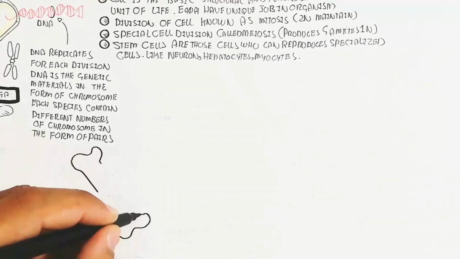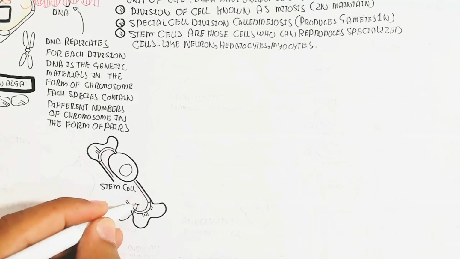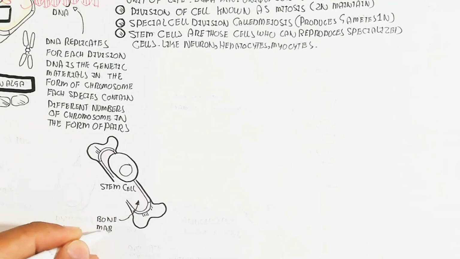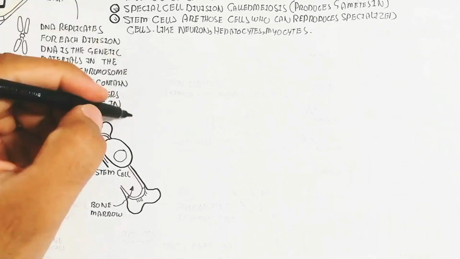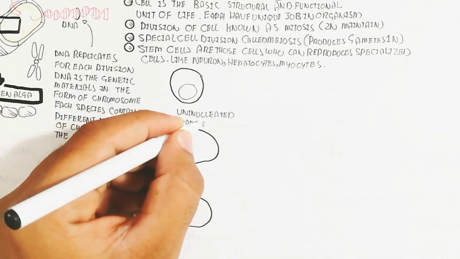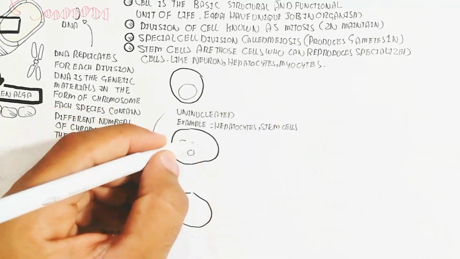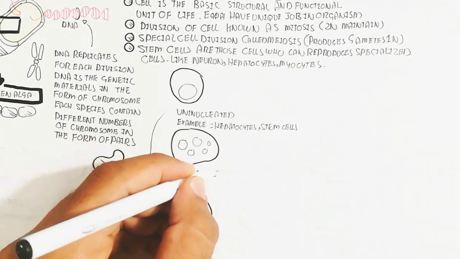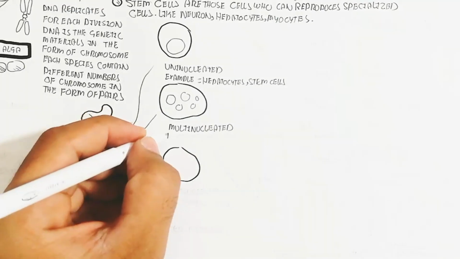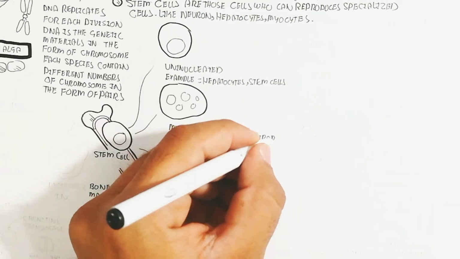Let's understand about the stem cell. The stem cell is the type of cell that has the potential, the totipotent stem cell has the potential to produce different types of cell, like uninucleated, for example hepatocyte or the stem cell itself, or multinucleated, for example myocytes or neutrophil. Neutrophil is a leukocyte.